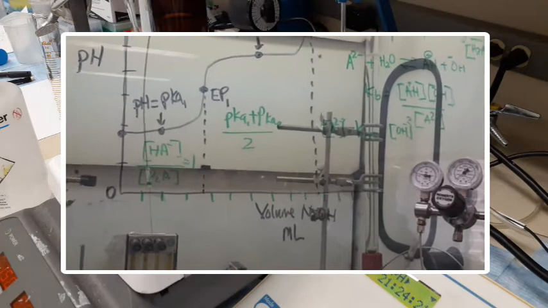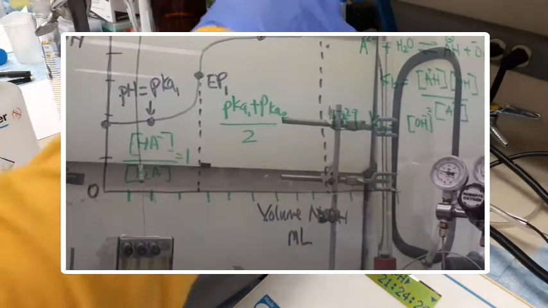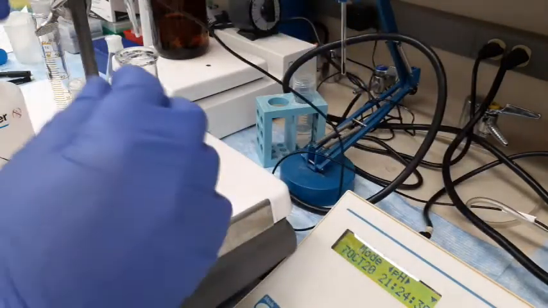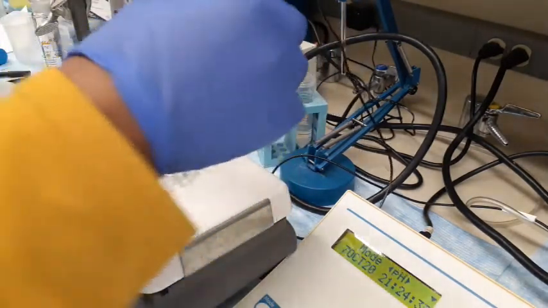So after collecting each pH value against the volume of sodium hydroxide added, we're going to plot a graph of pH versus volume of sodium hydroxide added.